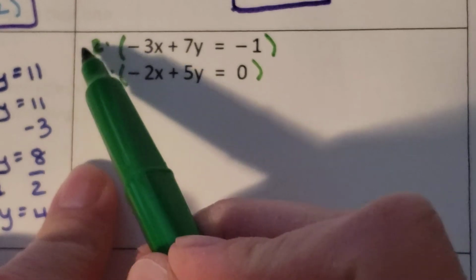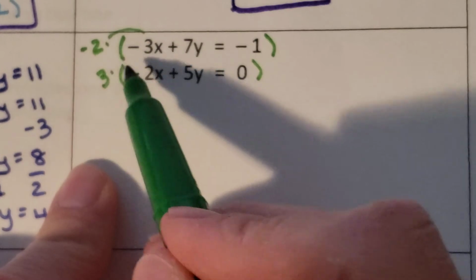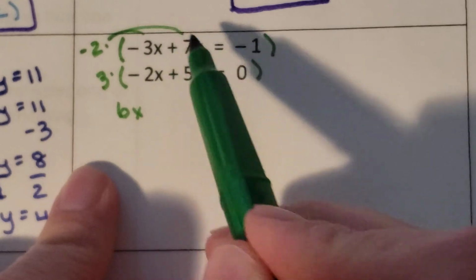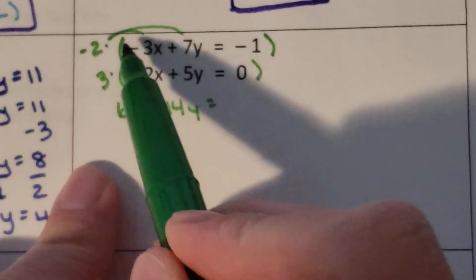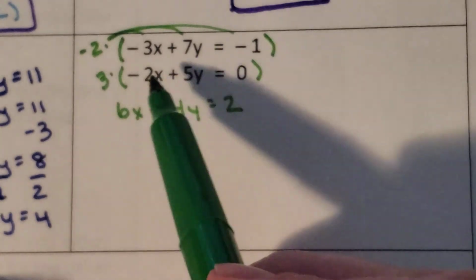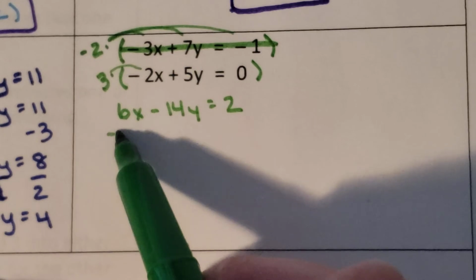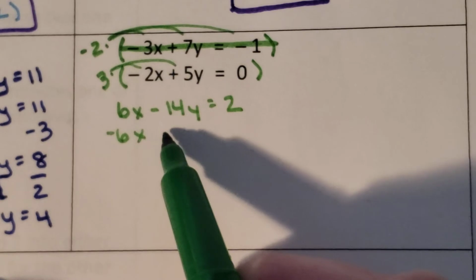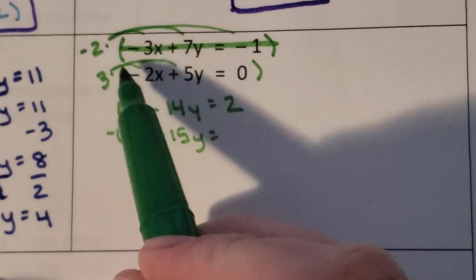So I need to multiply one of these by a negative so that I end up with a positive 6 and a negative 6. Negative 6 times negative 3 is positive 6x. Negative 2 times positive 7y is negative 14y. Equals negative 2 times negative 1 is a positive 2. And that one's done. 3 times negative 2 is negative 6x. Oh, we created the ones that are going to cancel out. 3 times 5y is 15y. And 3 nothings is nothing.